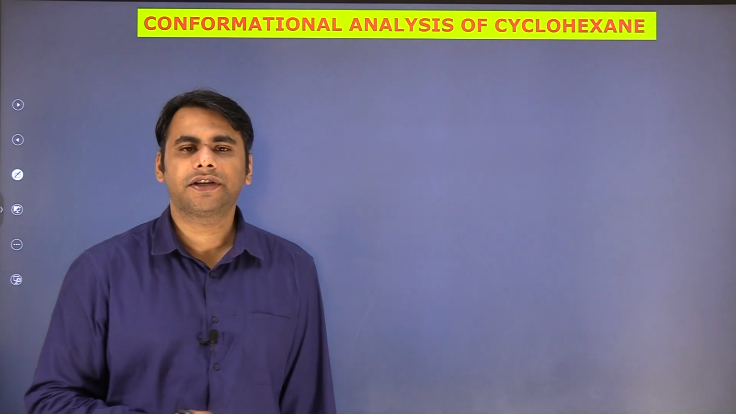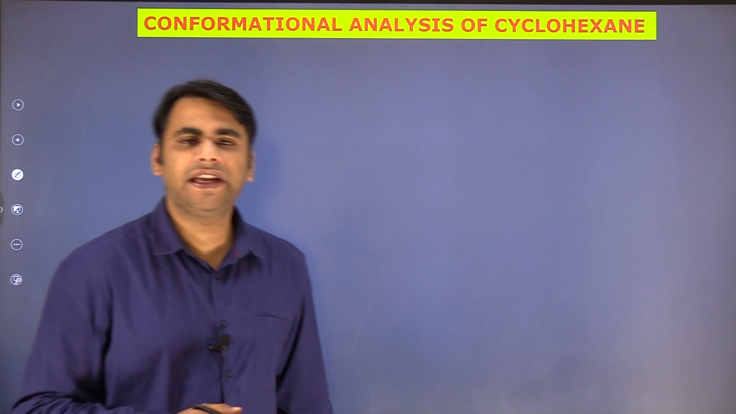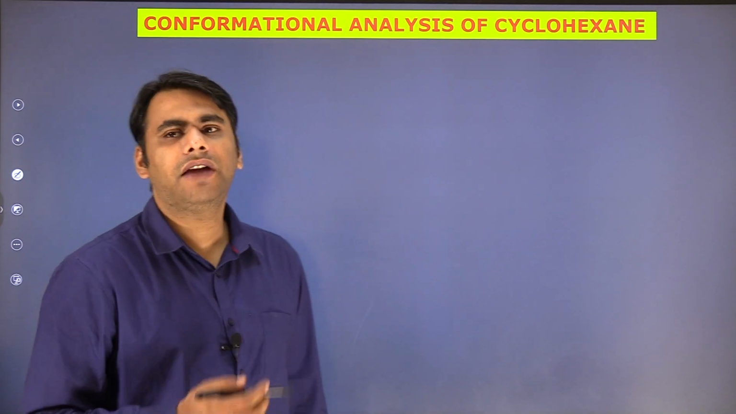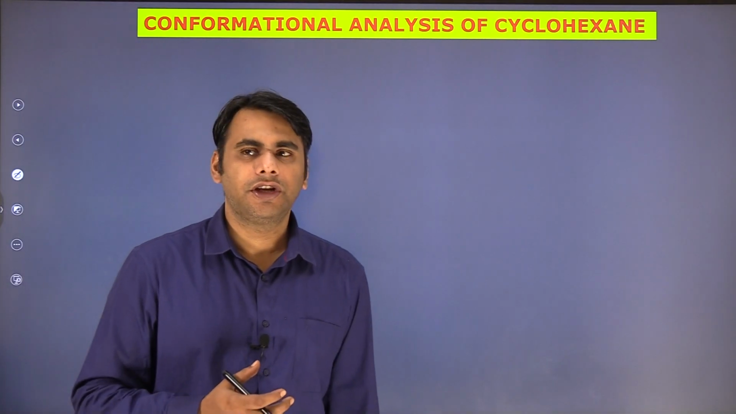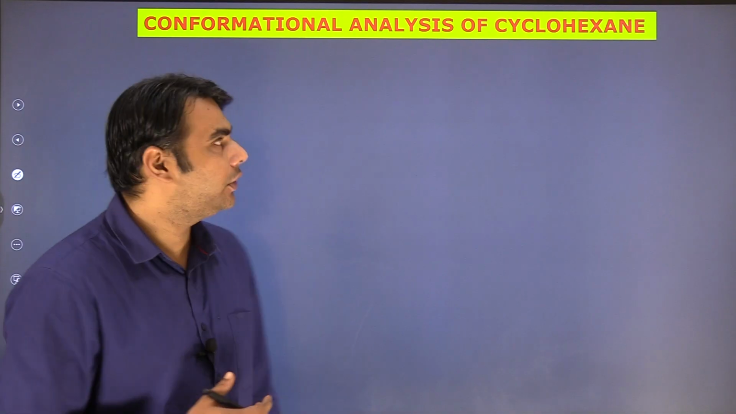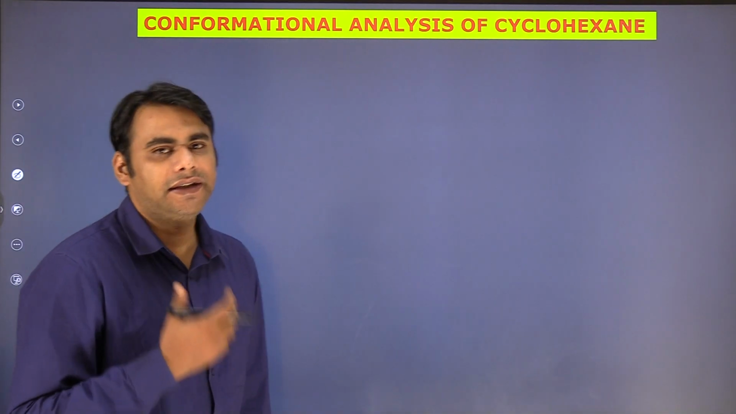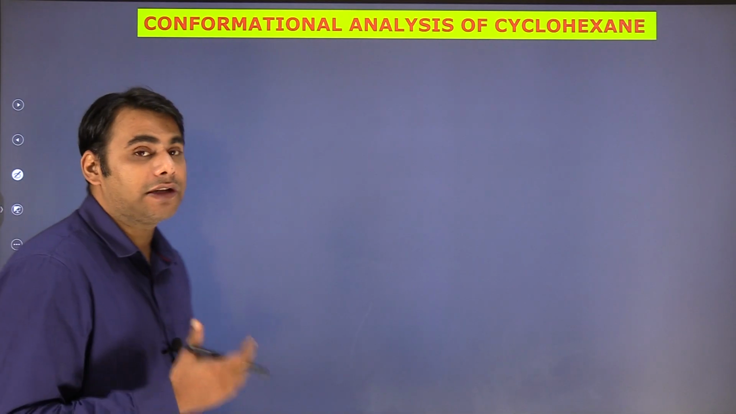So till now we have discussed different conformers of ethane, butane and propane, and we have understood the idea that is involved behind drawing the conformers. So now what we are going to do is we are going to understand the conformation analysis of cyclohexane.